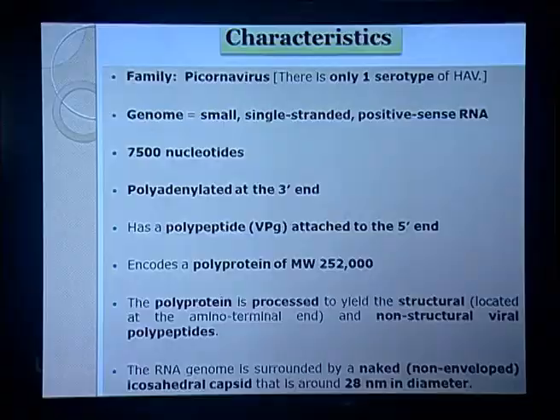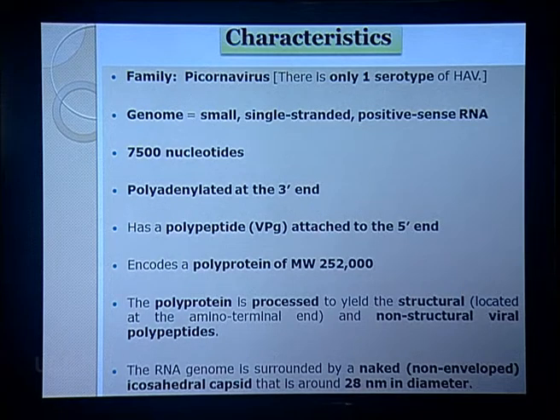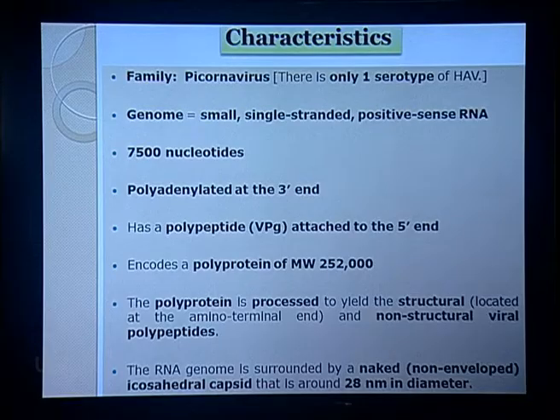Now, coming to the characteristics of hepatitis A virus, it belongs to the picornavirus family. What is picorna? It actually comes from 2 words, pico and RNA. Pico means small and RNA, you know, that is the genome of this particular virus. Now, coming to the genomic part, the genome is a small, single-stranded and positive sense RNA. The RNA contains 7500 nucleotides, and it is polyadenylated at the 3' end.